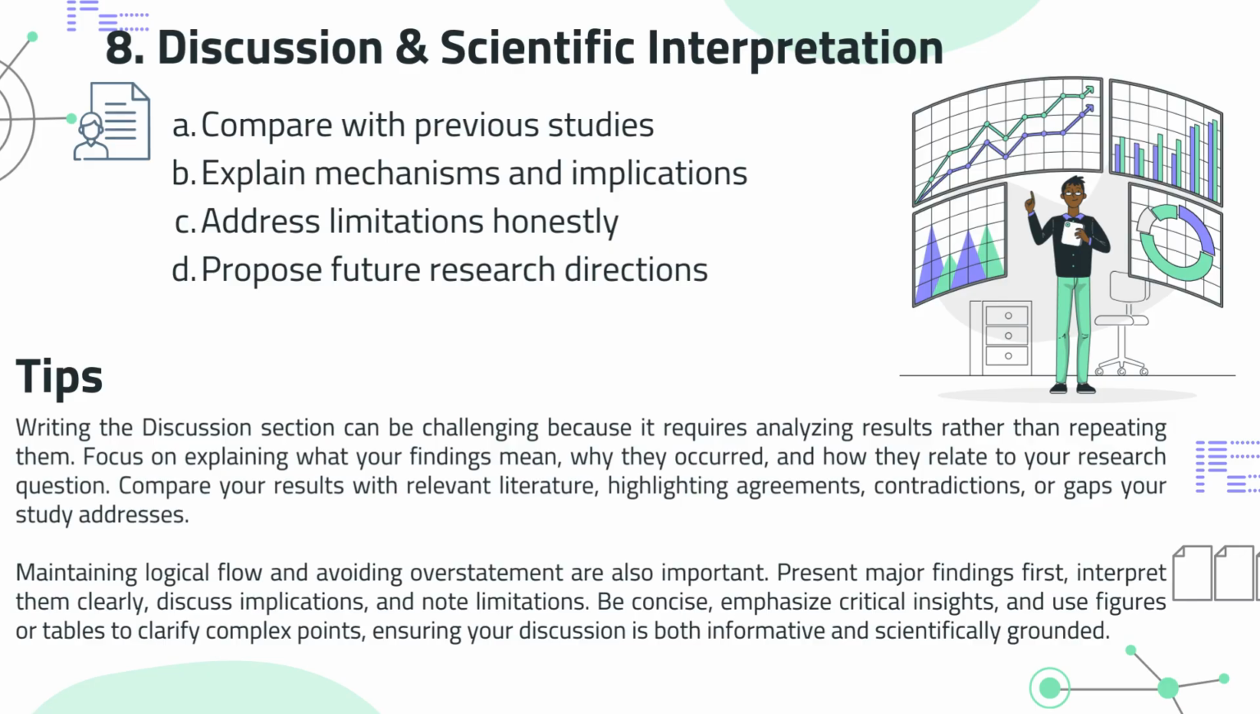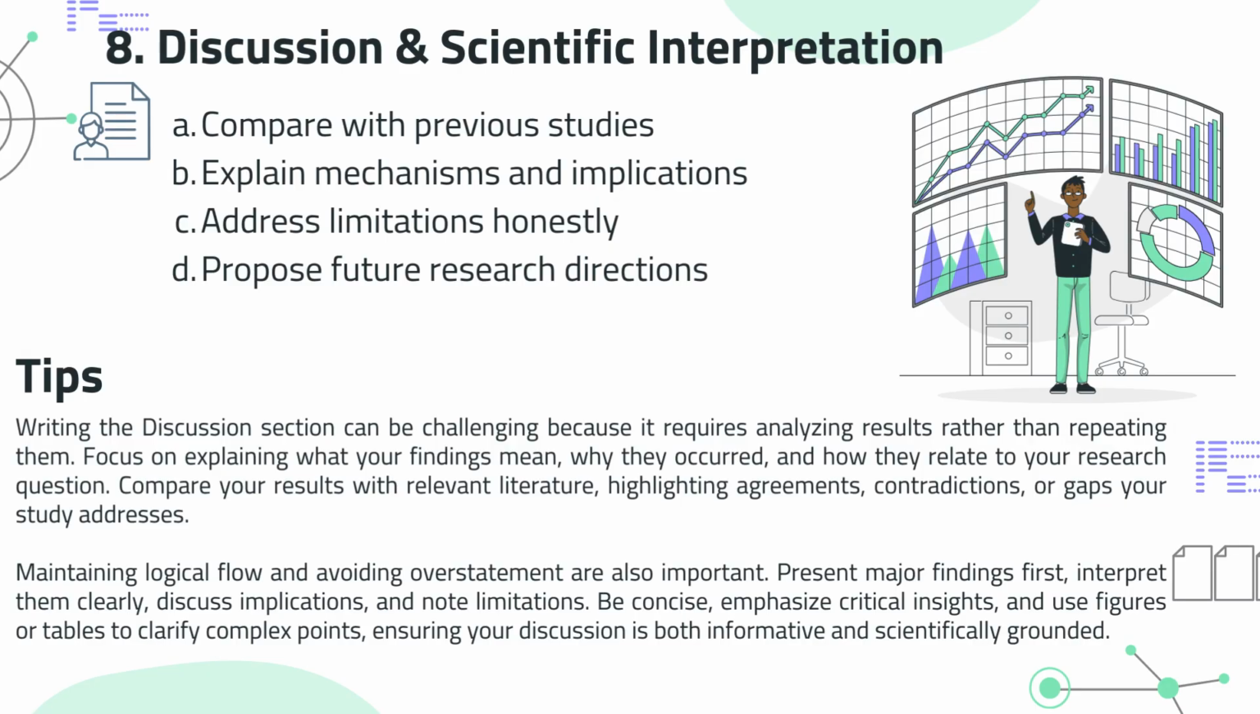4. Propose future research directions. A strong discussion does not end with conclusions, it opens doors for future work. Based on your findings and limitations, what questions remain unanswered? What experiments should be conducted next? What new hypotheses emerged from your study? Keep suggestions realistic and directly connected to your research. Avoid vague statements like, more research is needed. Instead, propose specific directions.